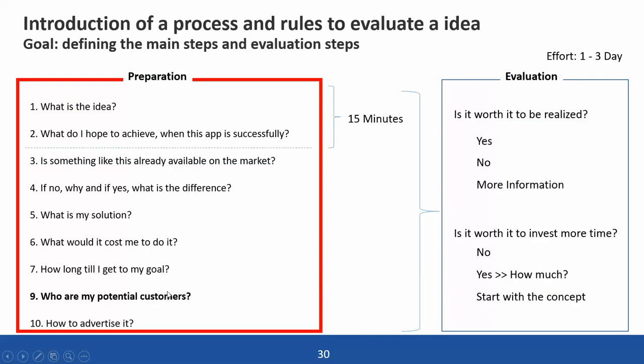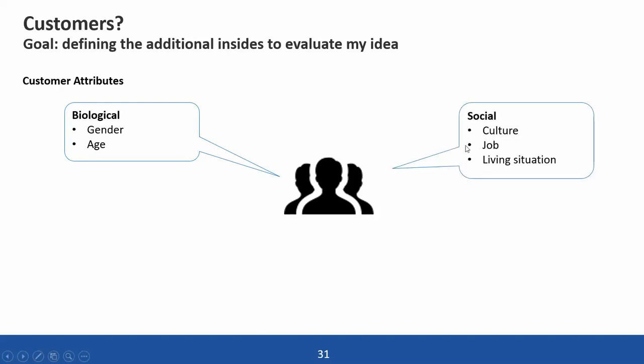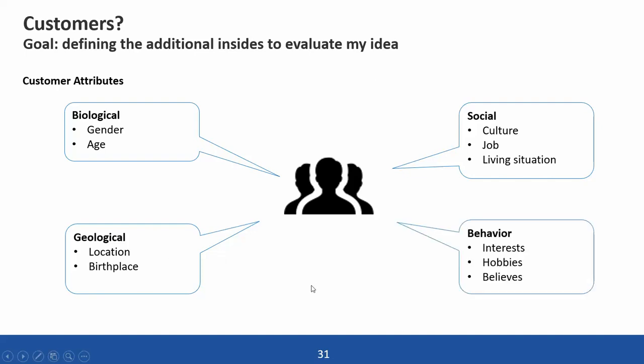So now I want to talk about potential customers. What you have to think about is that all customers have attributes. They have biological attributes, gender and age; social attributes, culture, job, living situation; some geographical attributes, location, birthplace; and some behavior, interests, hobbies, beliefs. I think there are a bunch of other categories, but I will focus on this because it states my point. You can always search for different things and do it.